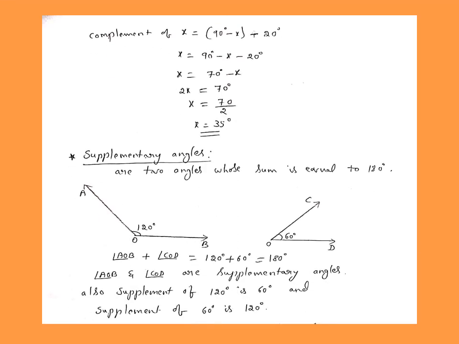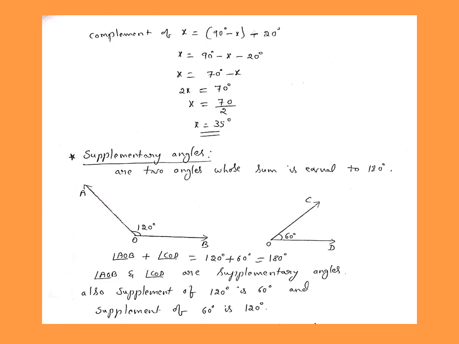Complement of x equals 90 degree minus x minus 20 degree, because this is "less than". When we use less than, we have to write the minus sign. x equals 90 degree minus x minus 20 degree. When you subtract 90 degree and 20 degree, x equals 70 degree minus x. If you bring x to the left hand side, it will become plus x and you will get 2x equals 70 degree. x equals 70 degree by 2, and if you divide, you will get the x value as 35 degree.